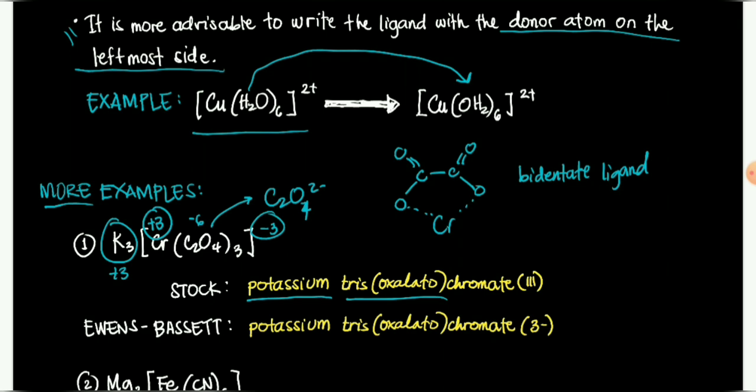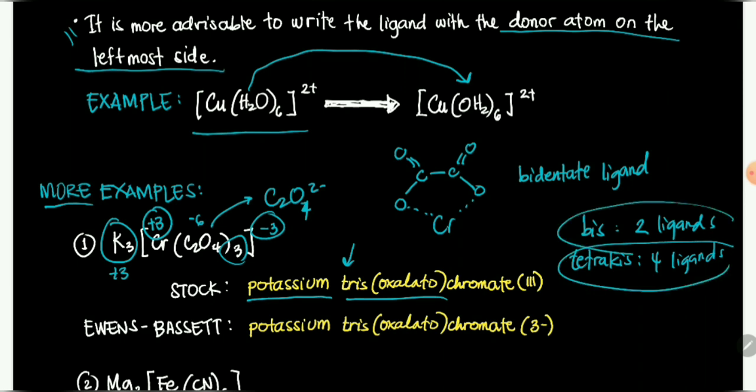Okay? So, tris, ibig sabihin tatlo. Okay? Kapag bis, okay? That's 2. Okay? 2 ligands. Kapag tetrakis, 4 ligands. Ginagamit lang to kapag polydentate yung ligand mo or it can connect to your central metal through more than one coordinate covalent bond. Tapos, ginagamit din siya kapag meron ng prefixes yung inyong ligand.